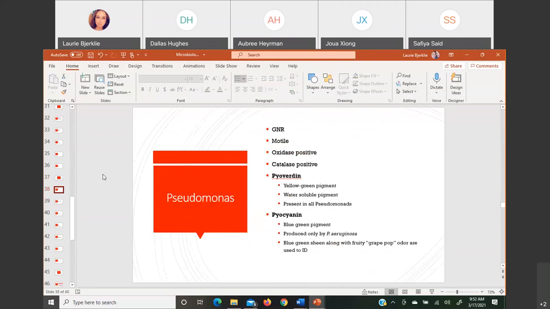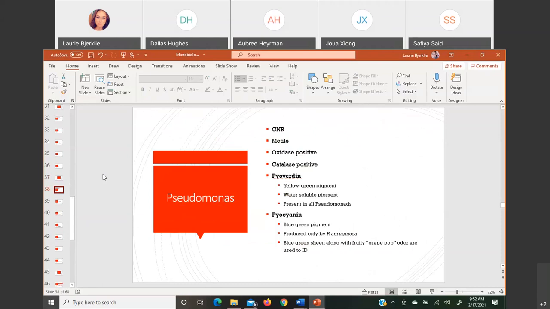Pseudomonas, oh, I love Pseudomonas. It's so fun when you see it. I wish everything was this pretty. This is a big one that we see quite commonly in the lab, especially like UTI stuff. But gram-negative rod, they are non-fermenter again. That's why they're in this separate category. Oxidase positive, that's a huge feature of it.